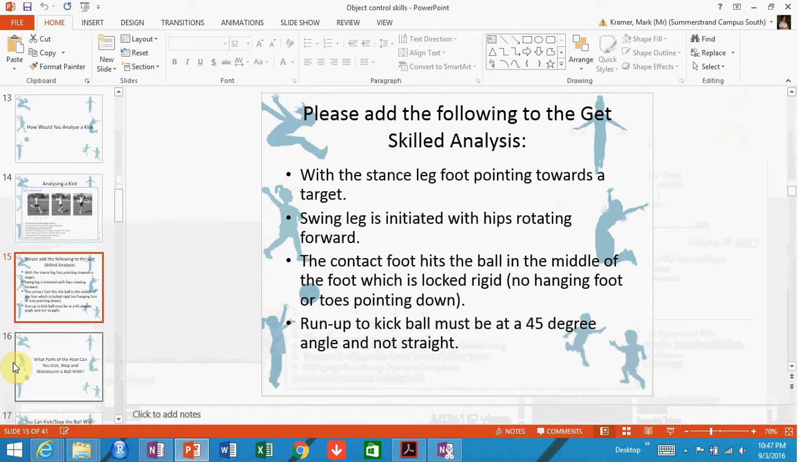Okay, moving on. Please add the following to the kick. With the stance foot pointing towards the target area, swing leg is initiated with hips rotating forward. The contact foot hits the ball in the middle of the foot, which is locked rigid. Run up to kick the ball must be at a 45-degree angle and not straight.